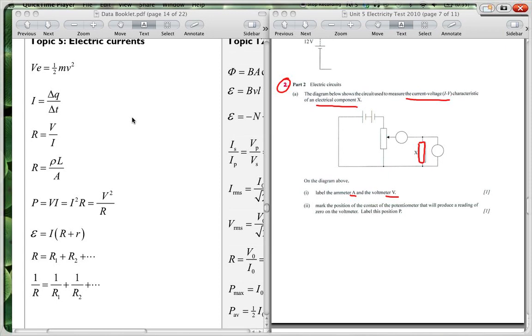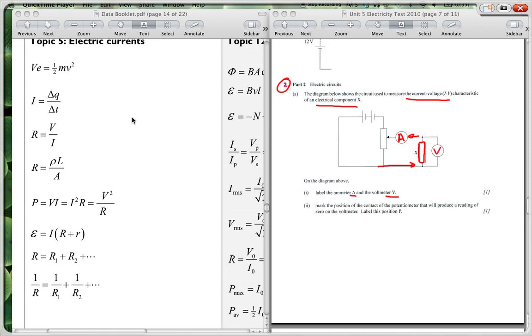Your ammeter is always in series with the device because you're measuring the current. So the same current that is moving through the device needs to move through the ammeter, so it's in series. It's a very low resistance device. We say it's got negligible resistance.